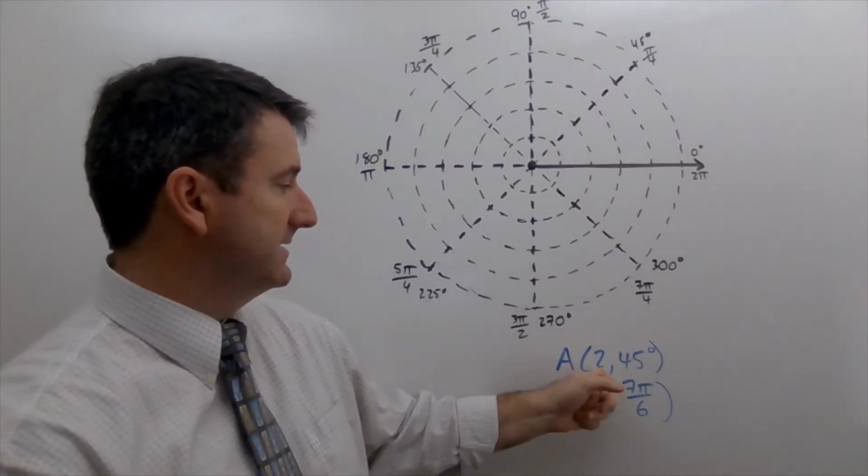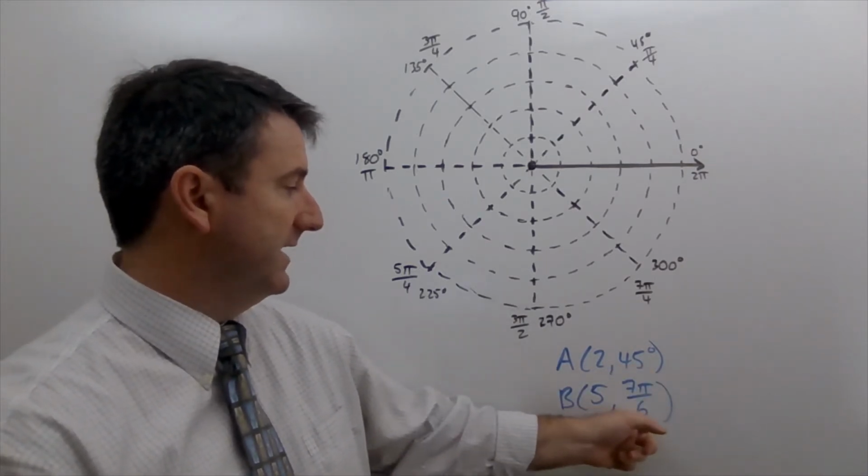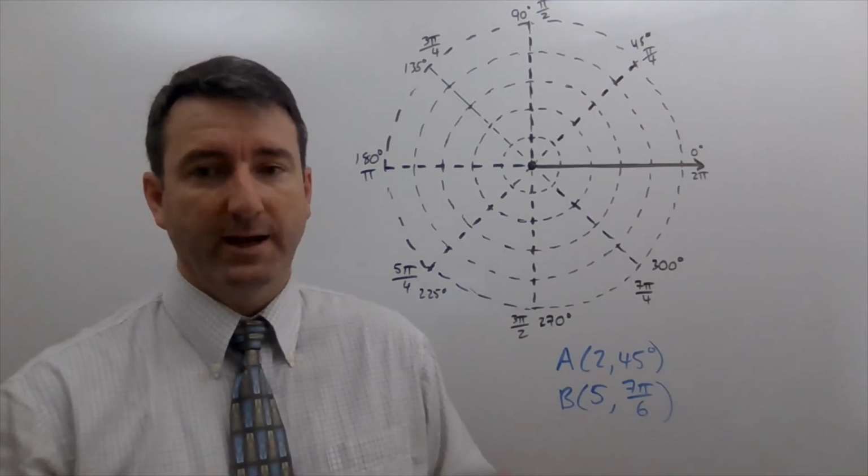All right, so here we have a polar graph, and we're asked to plot these 2 points. Point A is the point (2, 45 degrees), and point B is the point (5, 7 pi over 6 radians).